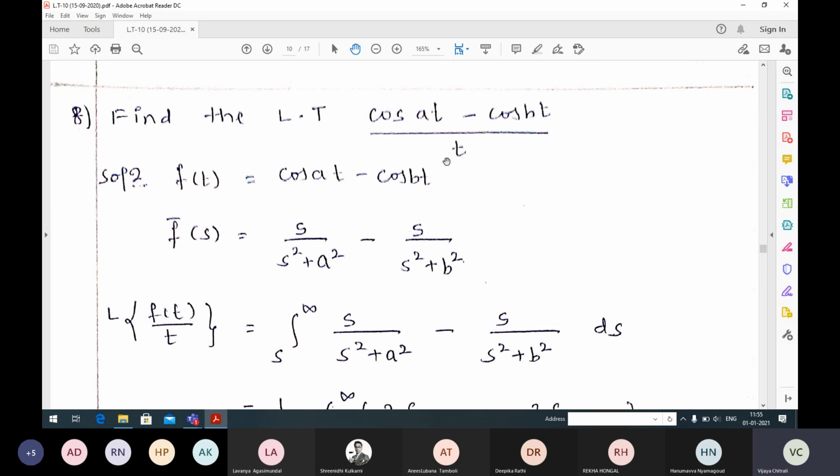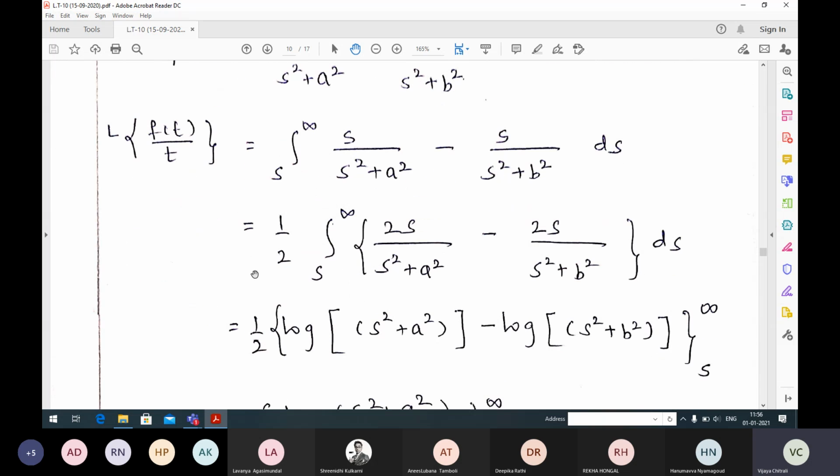Laplace transform of f of t divided by t, right? So f of t will be comparing with that. So f of t will be cos at minus cos bt. So f bar s is equal to Laplace transform of function f of t, which is Laplace transform of cos at minus cos bt. So Laplace transform of cos at is s divided by s square plus a square, minus Laplace transform of cos bt, which is s divided by s square plus b square. So we want Laplace transform of f of t divided by t.